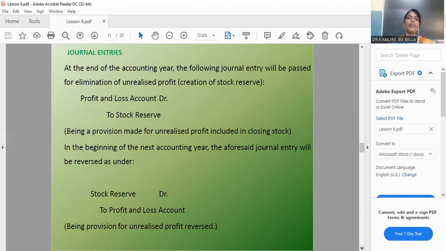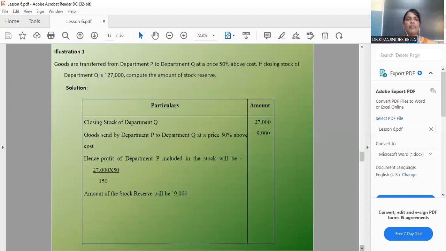Then, in the beginning of the next accounting year, the aforesaid journal entry will be reversed as under. What is the journal entry for this? For the next year, stock reserve account debit to profit and loss account. In the previous year, when creating the stock reserve, we write the journal entry profit and loss account debit to stock reserve account, right? But at the beginning of the next accounting year, we will write stock reserve account debit to profit and loss account. What is the narration? Being provision for unrealized profit reversed.